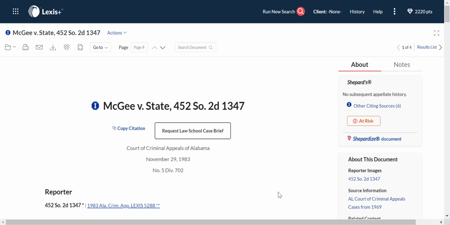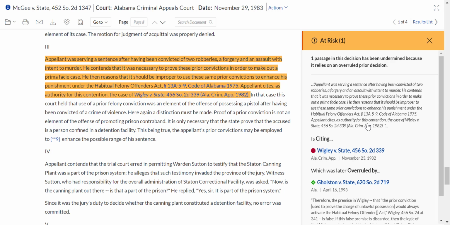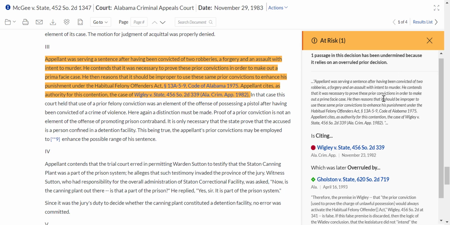One of the other tools that you have at your disposal for Shepard's and uncovering weaknesses is our Shepard's at-risk feature. Now we'll talk more about this in subsequent weeks as well, but when you pull up a case, if you have an at-risk indication, that means that your case is relying on precedent that has been overruled or undermined by a prior decision. So this is telling us that the text here that the McGee case is citing to has been undermined because it relies on an overruled prior decision.